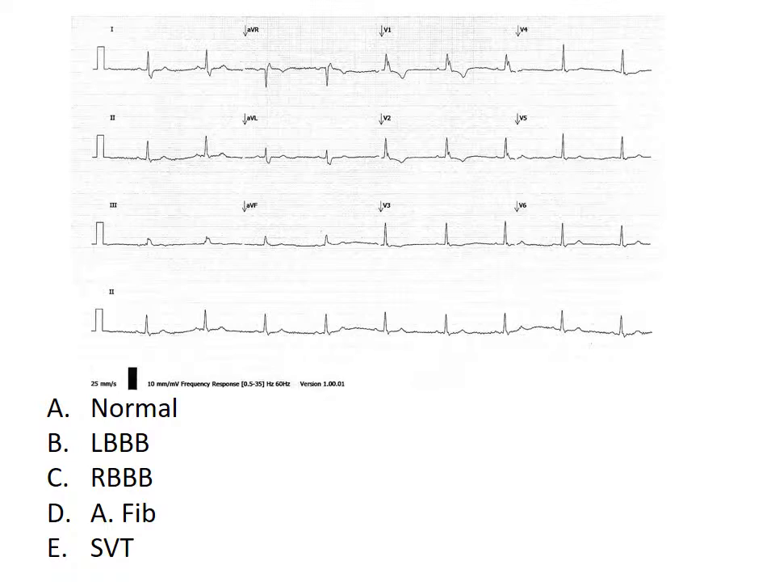V1 through 3, I've got something going on. Wide QRS, I've got bunny ears. Bunny ears in V1, 2, 3, what is it? Right bundle branch block.